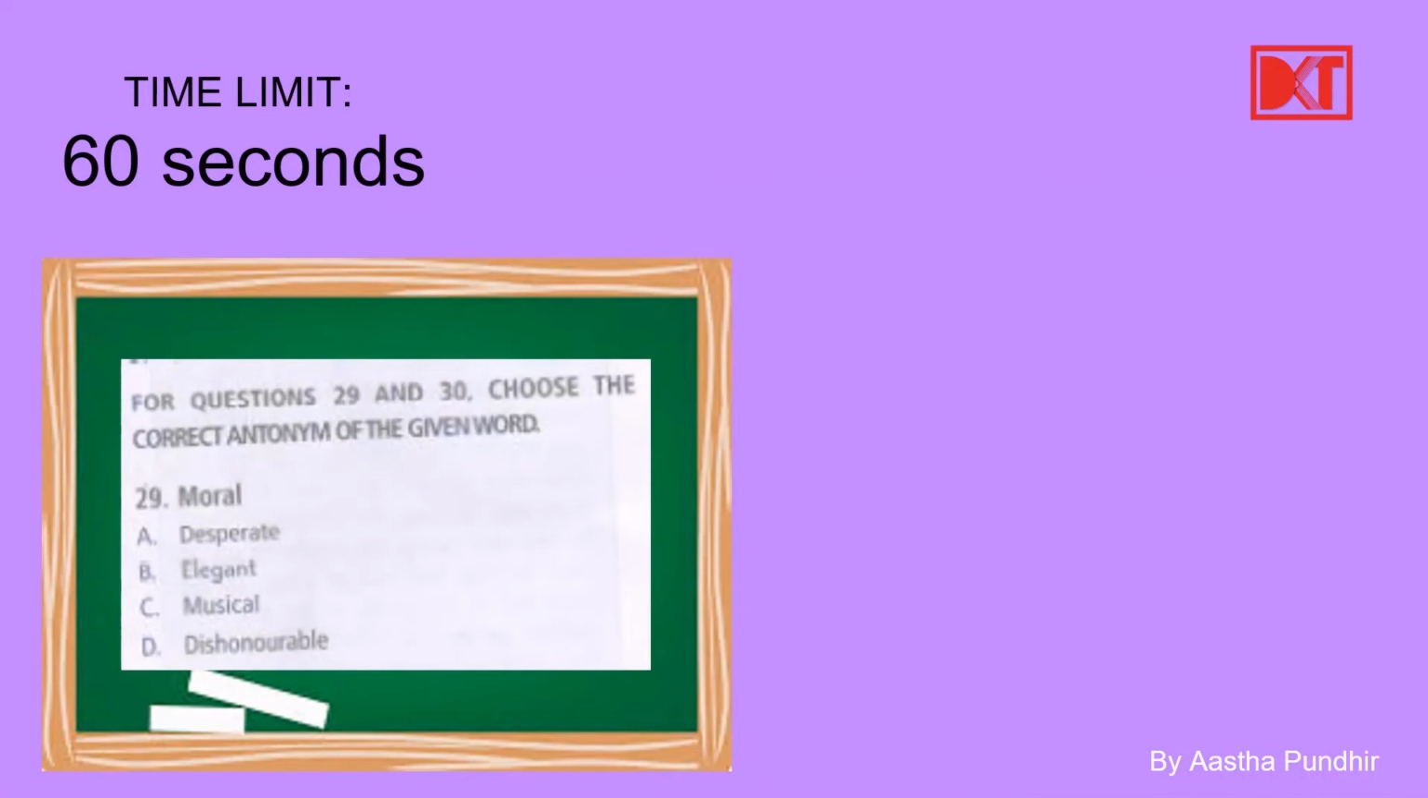Alright, so here for questions 29 and 30, choose the correct antonym of the given word. What are antonyms? Antonyms are the words which mean the opposite to the given word. So here the word is moral. The options are desperate, elegant, musical, dishonorable. Here the correct answer is D, dishonorable.